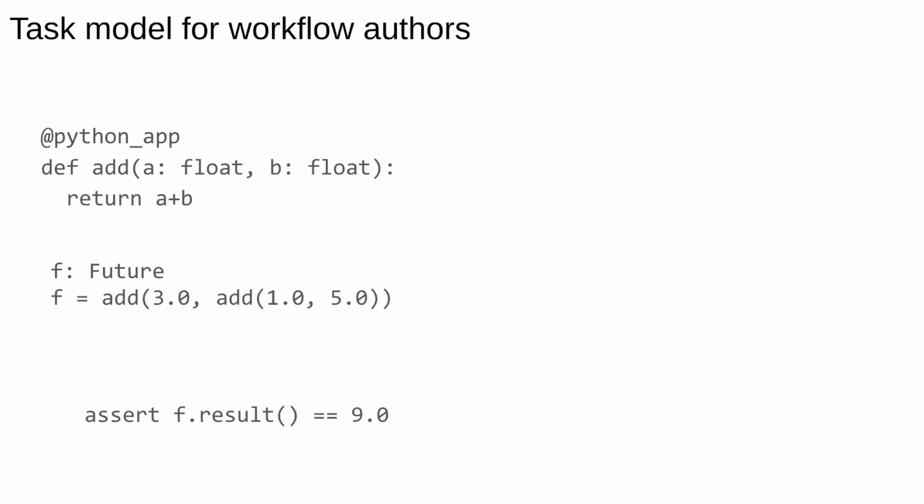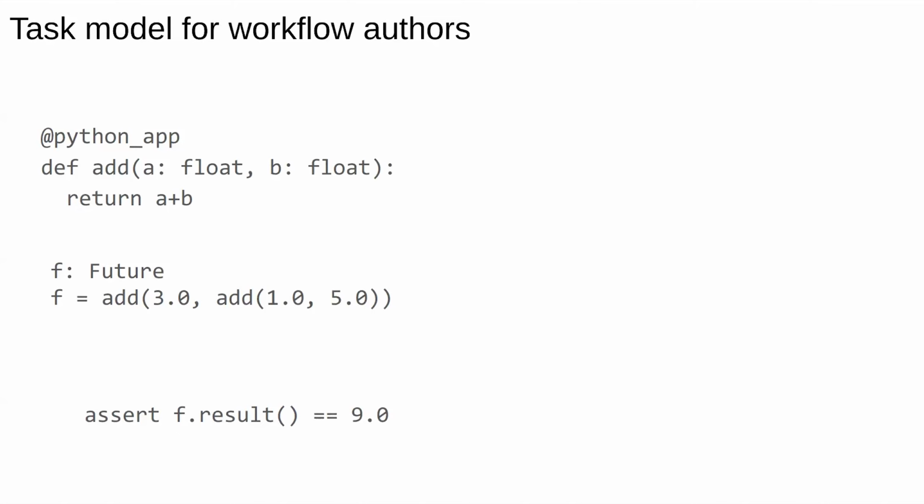So I'm going to start with what the task model looks like for workflow authors. That's the traditional, what we would call a Parsl user. That's someone who's writing a workflow. They can define an app using this Python app decorator. They can invoke it, and they can invoke it in quite complicated expressions. So that expression in the middle defines a 2-step workflow because it calls add twice. And at the end, you can wait for your result.